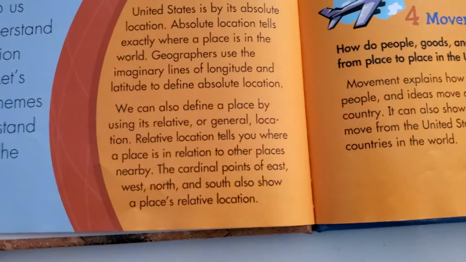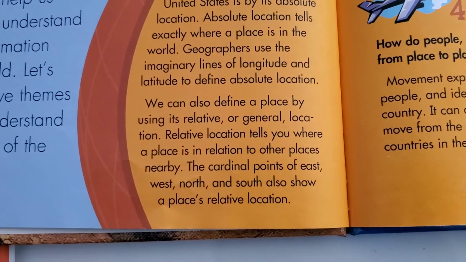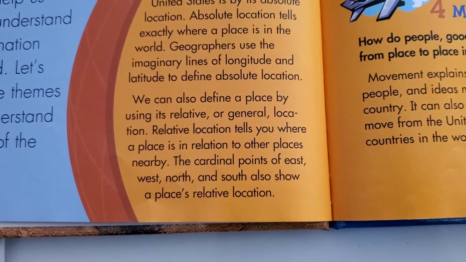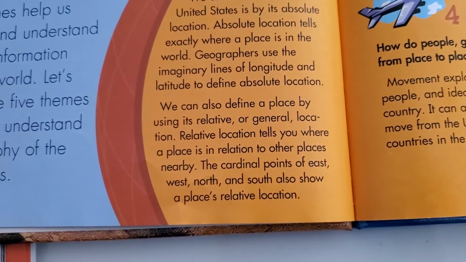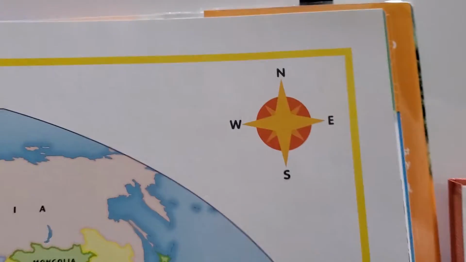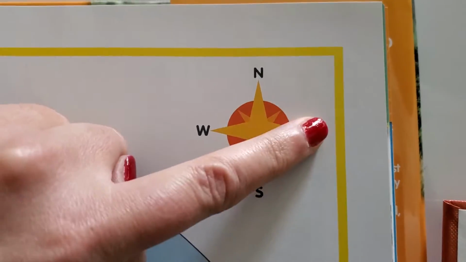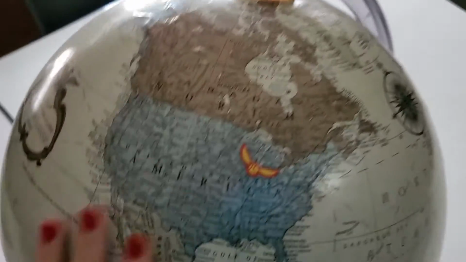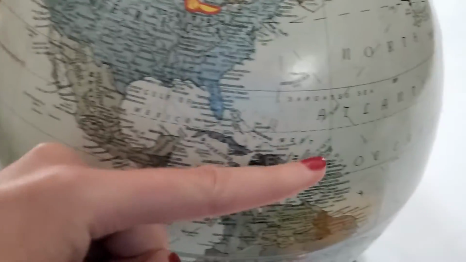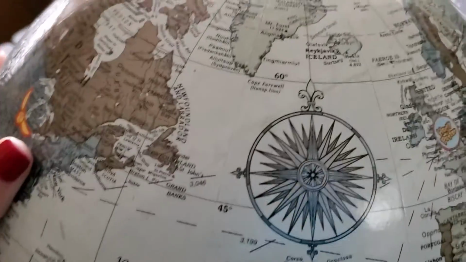We can also define a place by using its relative or general location. Relative location tells you where a place is in relation to other places nearby. The cardinal points of east, west, north, and south also show a place's relative location. So this is a compass rose, and it tells you north, south, east, west. Remember, I was saying this is how far north you are, is close to the North Pole. How south you are is close to the South Pole. This direction over here is east if we go this way, and this is west if we go this way.